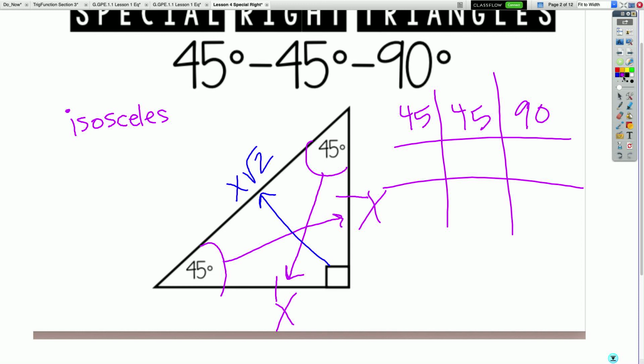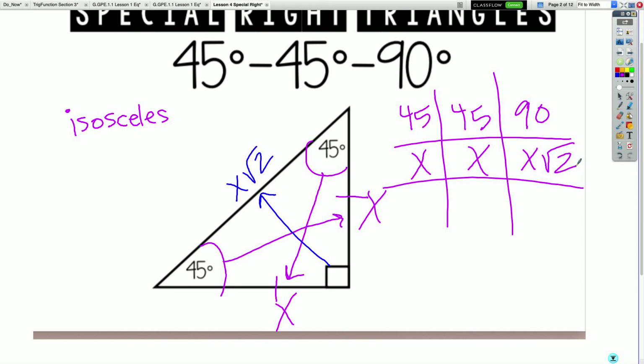So my pattern, I'll already write it over here. Our tic-tac-toe just lines that up for us. Across from our 45s are x. Across from 90 is x square root of 2. So that is something that we have to memorize. It's not given to us on the EOC. So just one more lovely thing to have to memorize there. But we can apply that pattern to any 45, 45, 90 triangle.